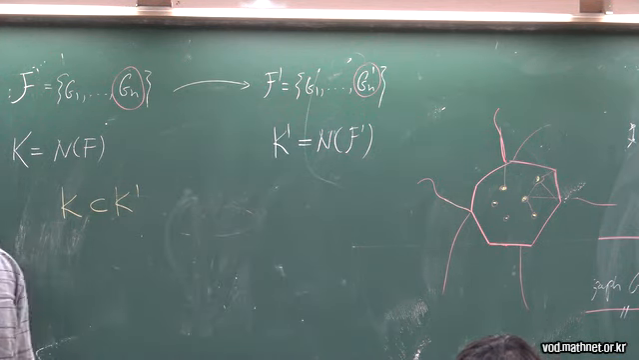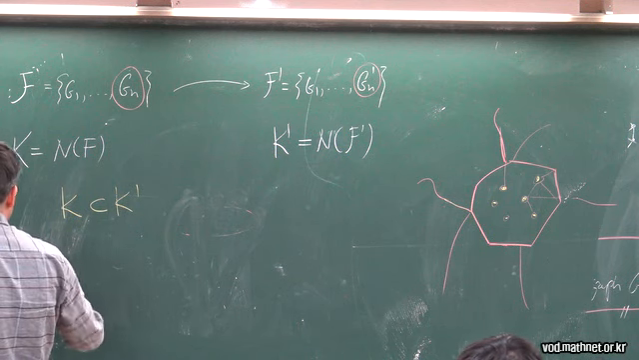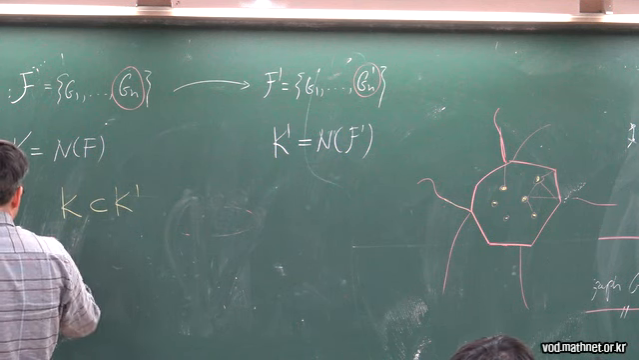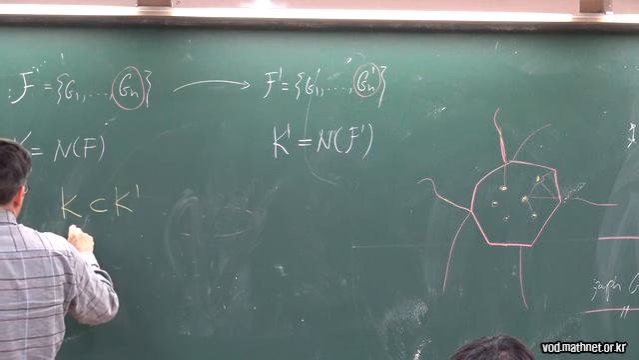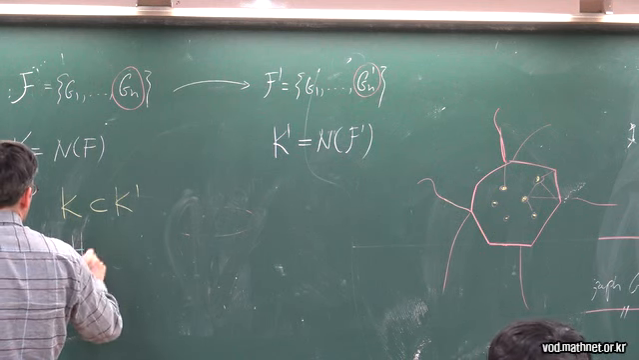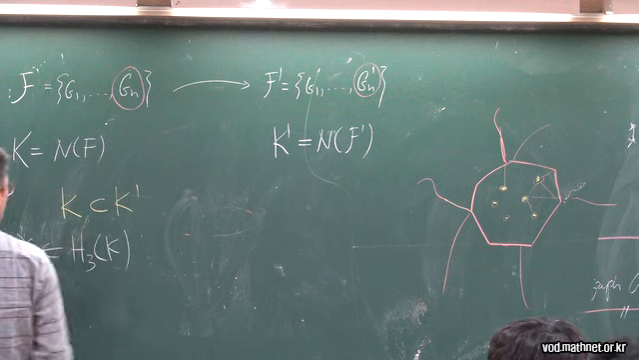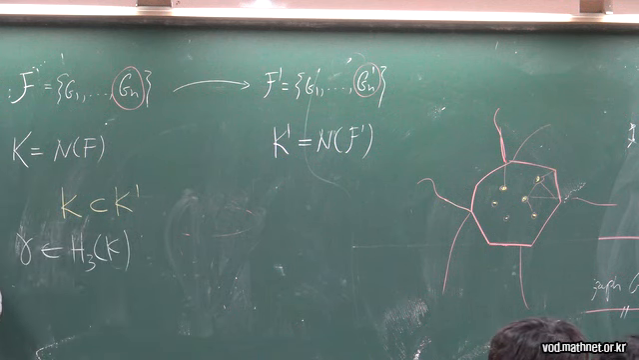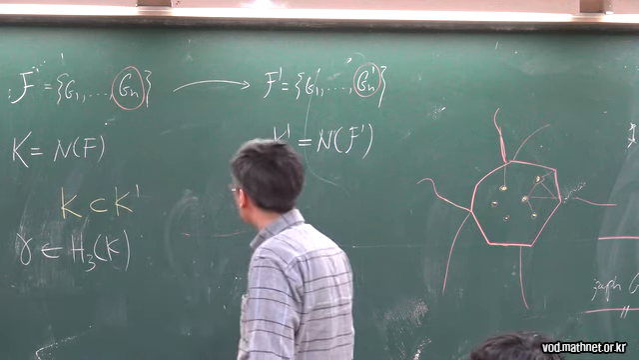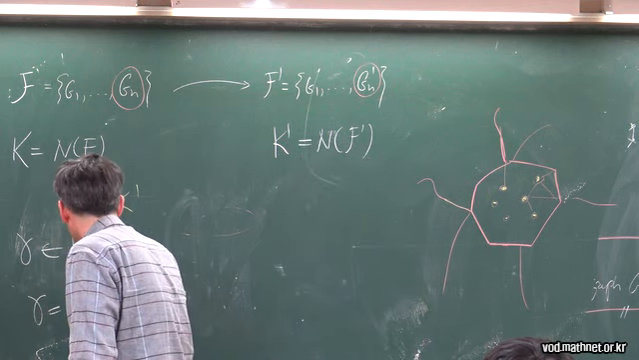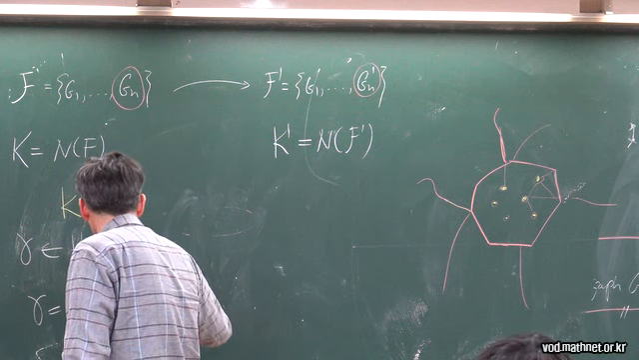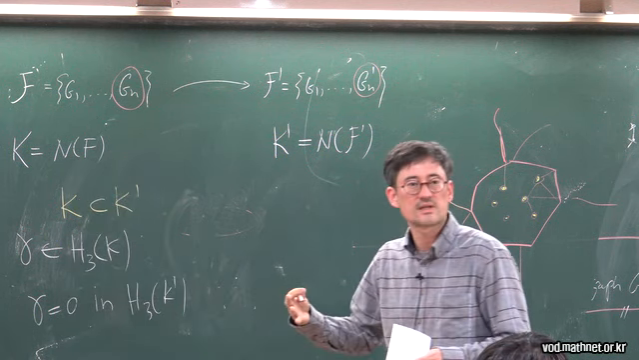Okay, so let me write formally here. Suppose gamma is, I'm misusing the notation here a little bit, I take a non-zero element in the homology here. I look at that cycle, right? And suppose that gamma equals 0 in H3K prime, right? So suppose this doesn't work.